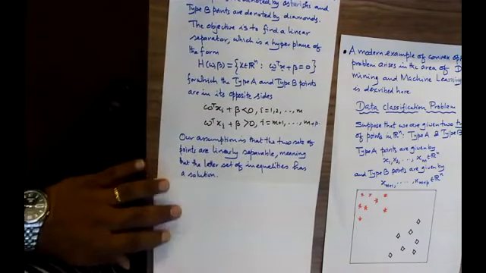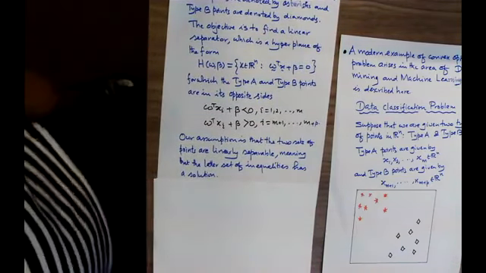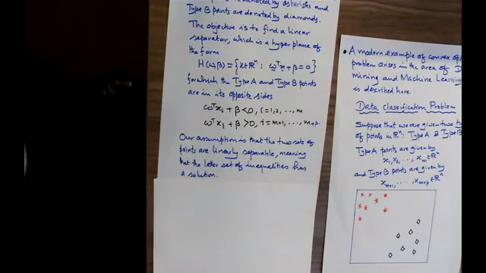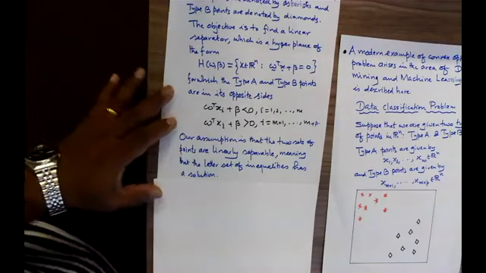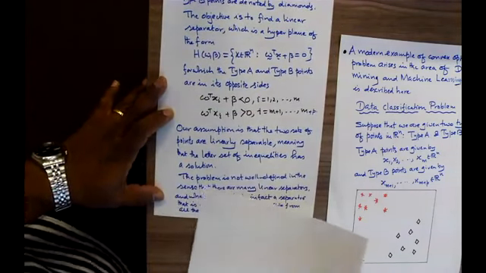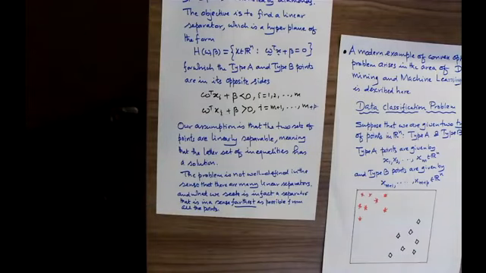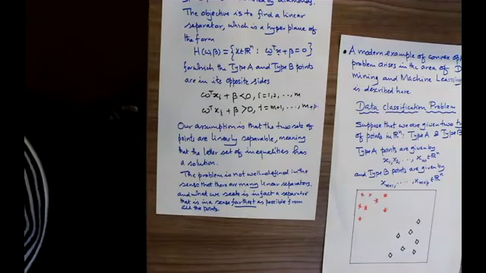Because sometimes you won't be able to find a linear separator, okay? So our assumption is that the two sets of points are linearly separable, meaning this system of inequalities has a solution. All right, the problem is not well defined in the sense that there are many linear separators. So what we seek is a separator that is as far as possible from all these points.